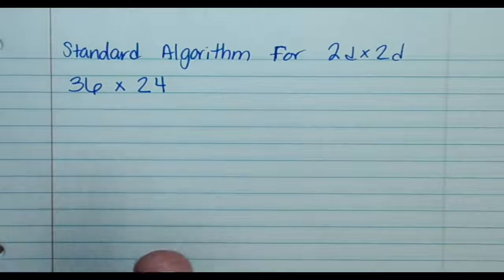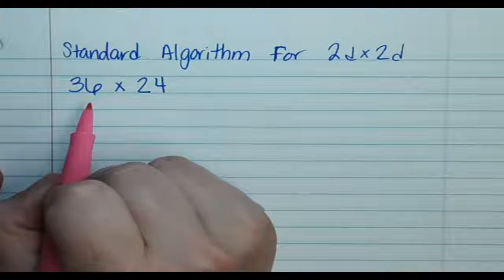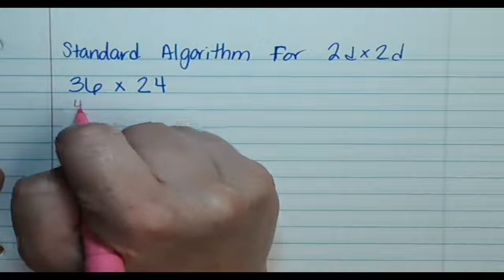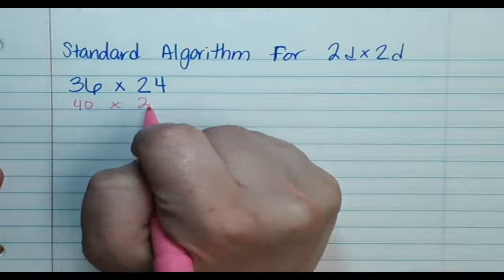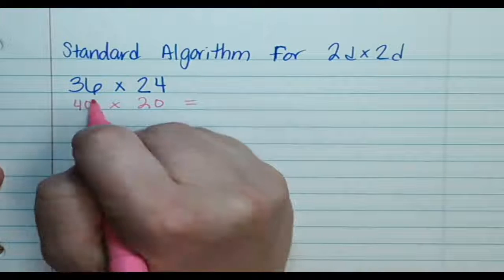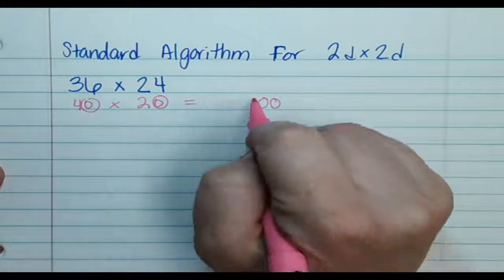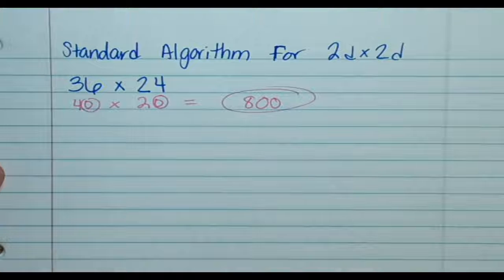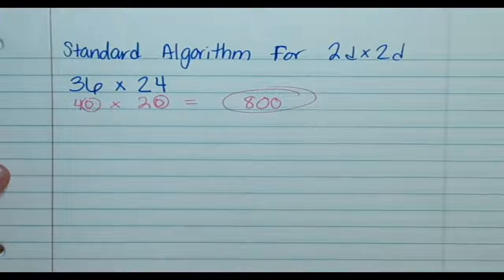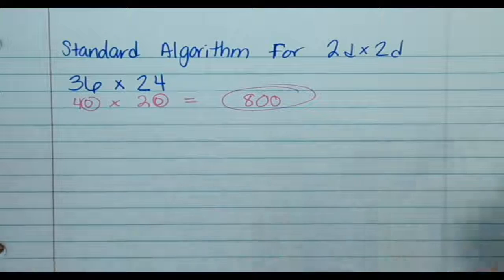Okay. So our first problem is 36 times 24, and we are always going to estimate first. So 36 rounds to become 40, and 24 rounds to 20. There are 2 zeros. 4 times 2 is 8. So our estimate is 800. I'm going to say that our answer should be around 800.